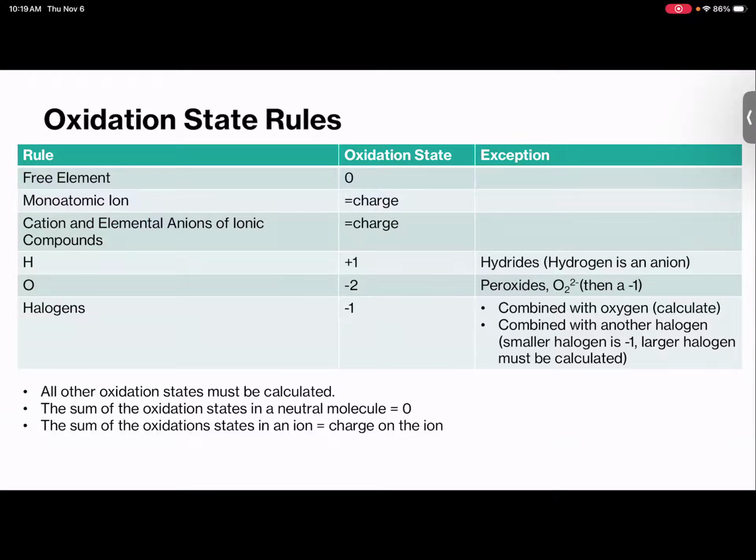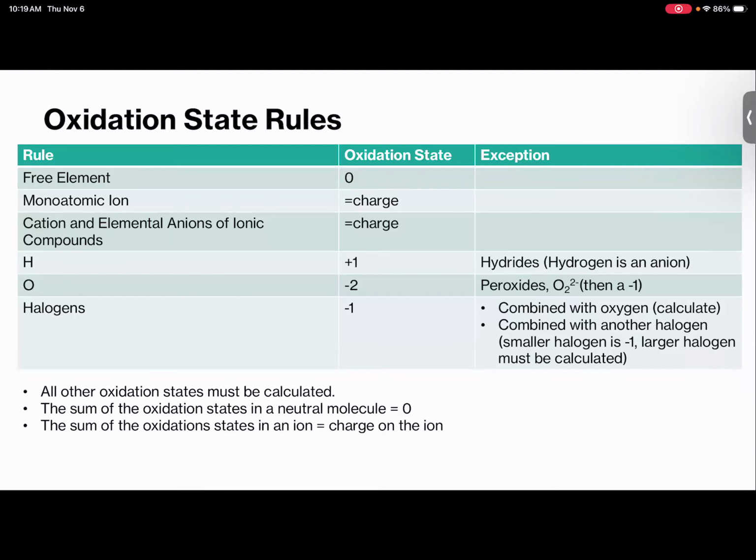First rule is about a free element. A free element has an oxidation state of 0. There is no exception to that. How are you going to recognize that you're dealing with a free element? It's going to be a compound that consists of only one type of element, and that compound is neutral. If you have that, you've got a free element.